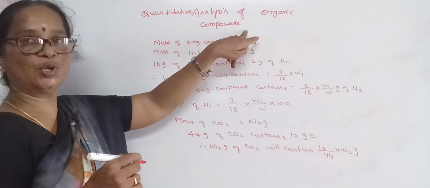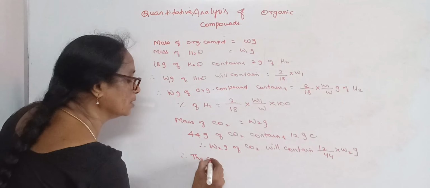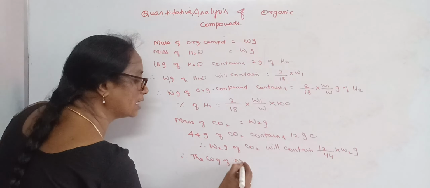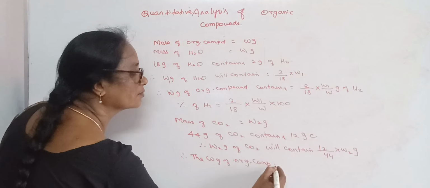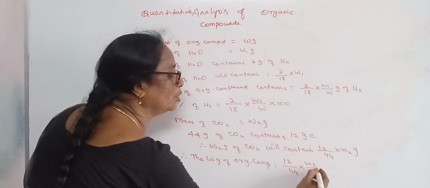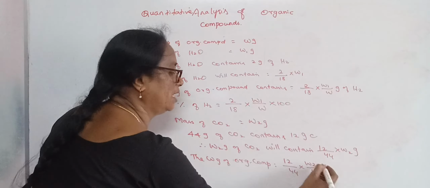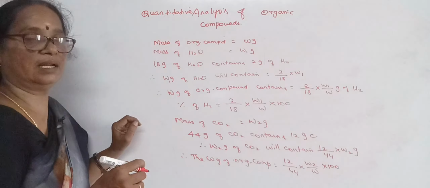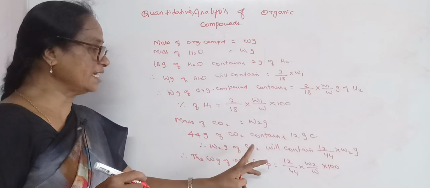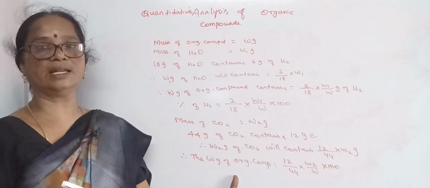The entire mass is obtained from the W gram of organic compound. Therefore, the W gram of organic compound contains 12 divided by 44 into W2 by W. If you want to calculate the percentage, we can multiply this by 100. So, by this method, we can estimate the percentage by mass of hydrogen as well as carbon in a given organic compound.